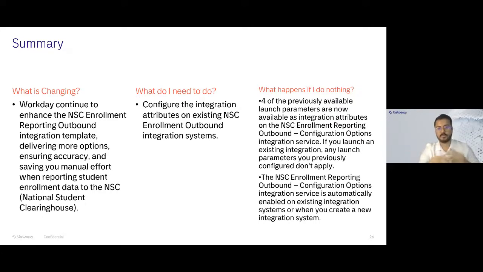Four of the previously available launch parameters are now in the attribute system and configuration option integration service. So if you launch an existing integration, any launch parameter you previously configured will not apply now. So you would have to go back and update that. And this is automatically enabled. Whenever you create a new integration system, it is already there.